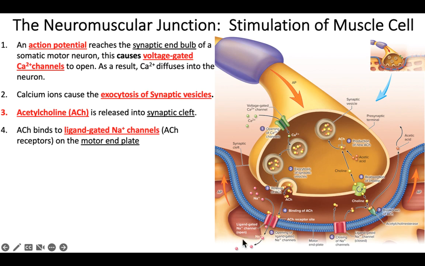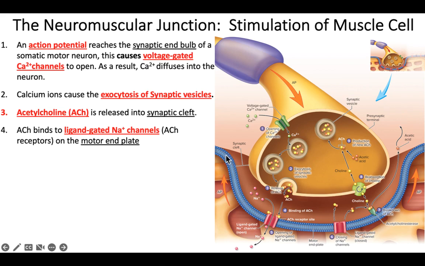Now, sodium is a positive ion. It causes an action potential in the muscle. So notice now we have this arrow here, this AP. So there's electrical signals that travel down the neuron. There's also an electrical signal that travels along the sarcolemma of the muscle cell.